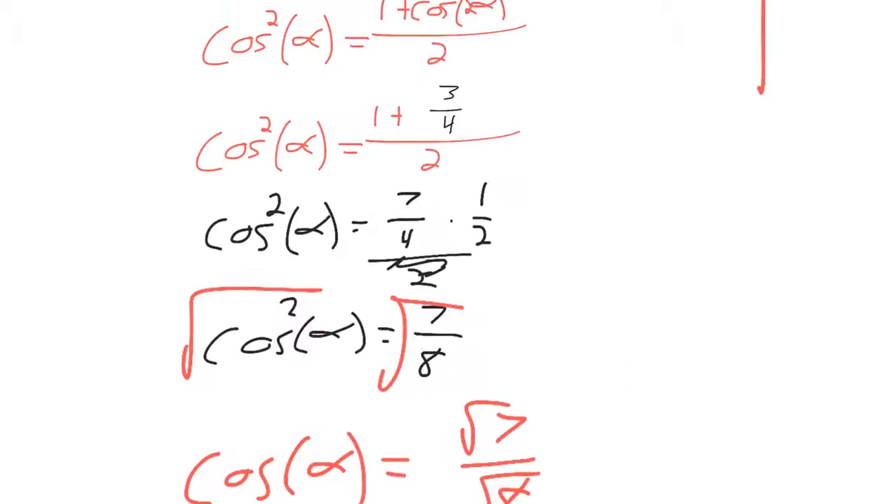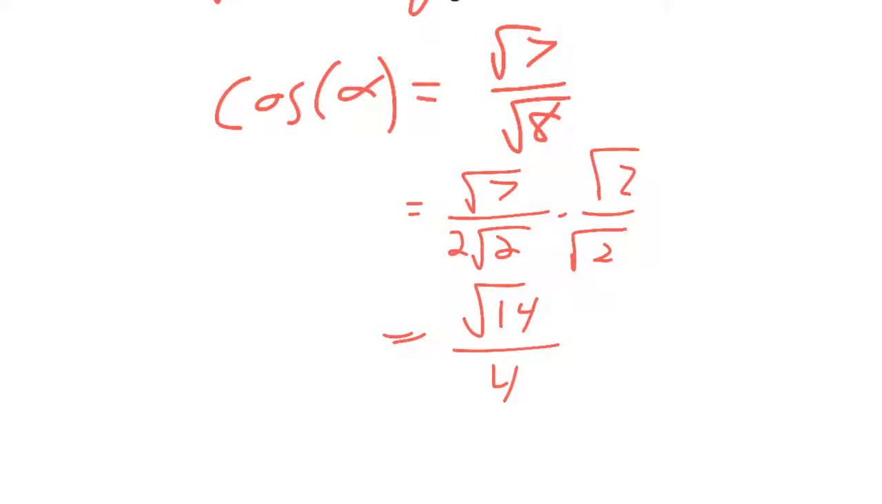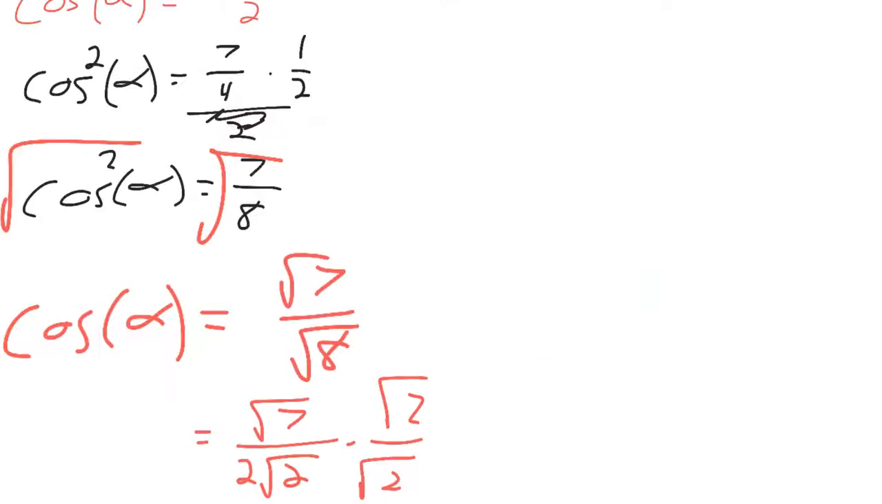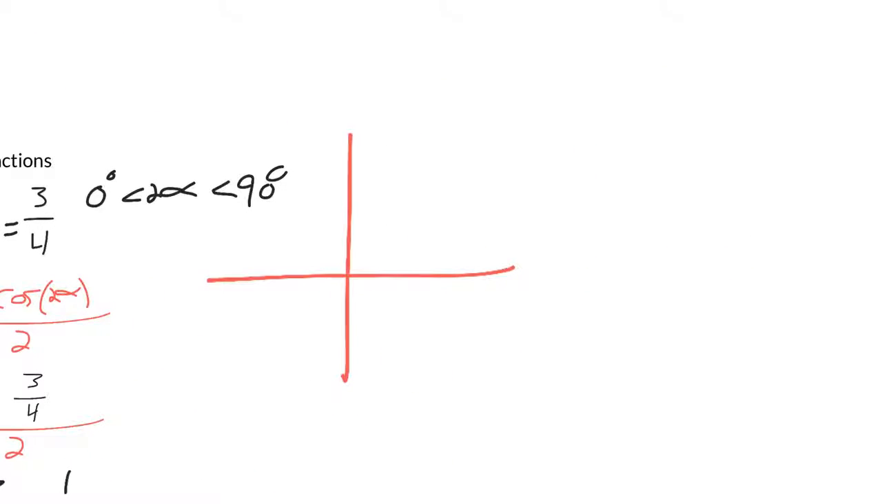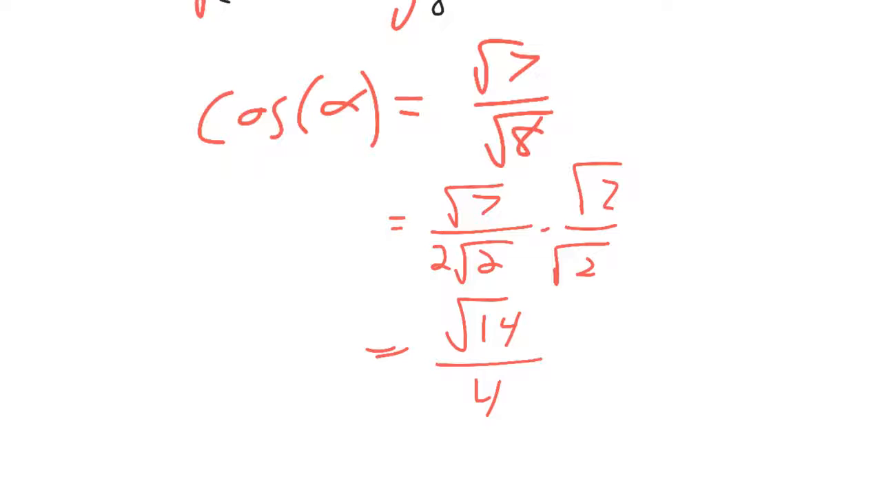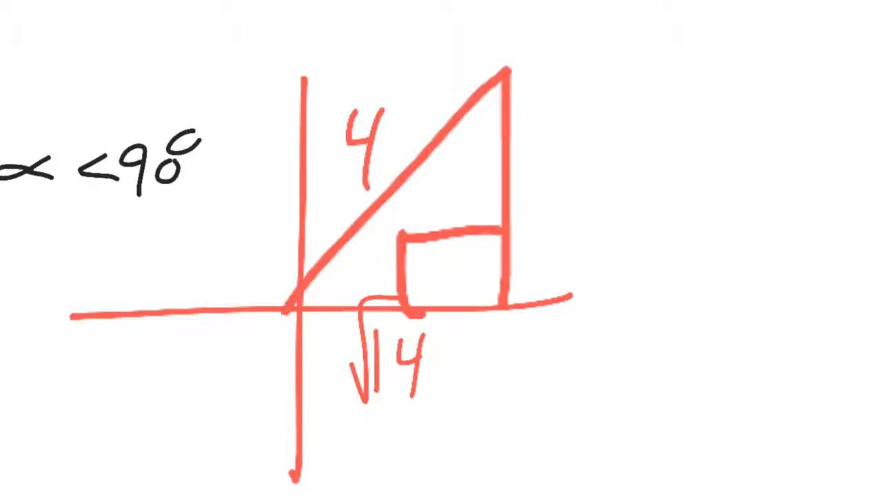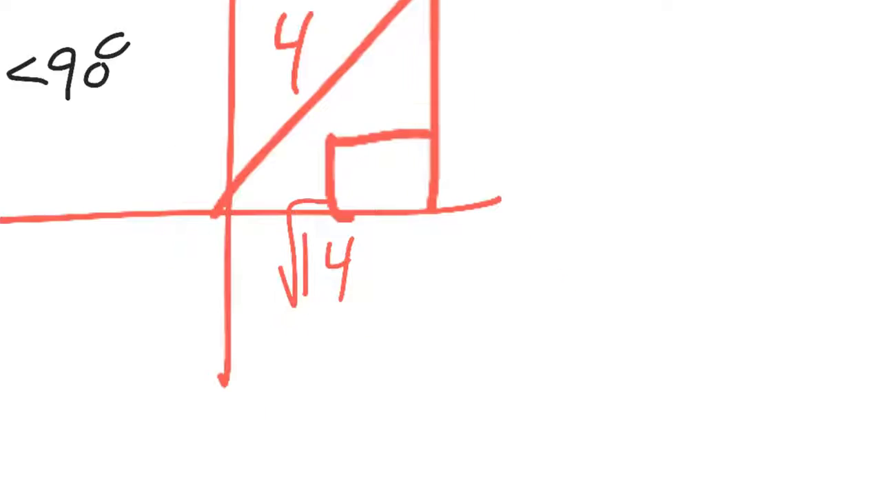So it took a bit of legwork, but we finally have one of the 6 trig functions. And now you can do probably what you've done on a previous problem. You could label a triangle. Again, this alpha is supposed to be between 0 and 90 degrees, so we know it's a triangle in the first quadrant. And it's a cosine ratio, so the adjacent divided by the hypotenuse should be square root of 14 over 4. So I'm going to label my adjacent square root of 14 and my hypotenuse 4. Now we can use the Pythagorean theorem to find the missing side.